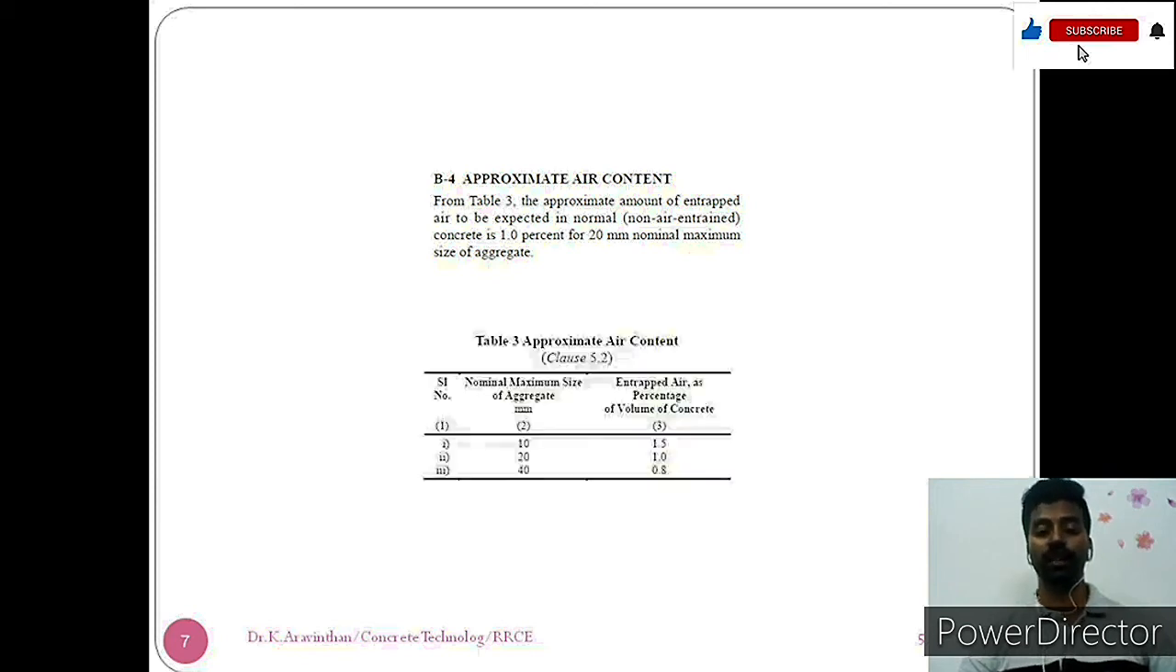Now the next step is identifying the air content, which is the least of the ingredients. Table 3 of IS 10262 gives the guideline. If we are using a maximum size of aggregate as 20 mm, and right now we are using 20 mm as maximum size, hence we can assume 1% of entrapped air.